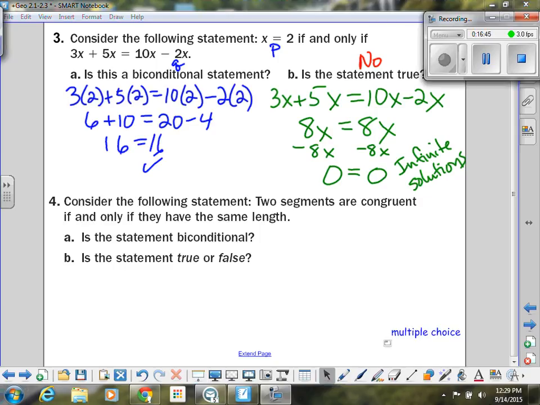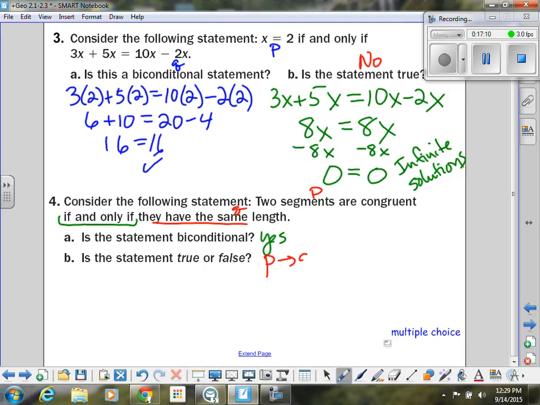All right, here's our next statement: two segments are congruent if and only if they have the same length. Is this a biconditional? Yes. Why? Because of "if and only if." Now we need to figure out if it's true or false. Here's my P: two segments are congruent. And here's my Q: they have the same length. So if P, then Q: if two segments are congruent, then they have the same length. Is that true? Yep, that one's true.